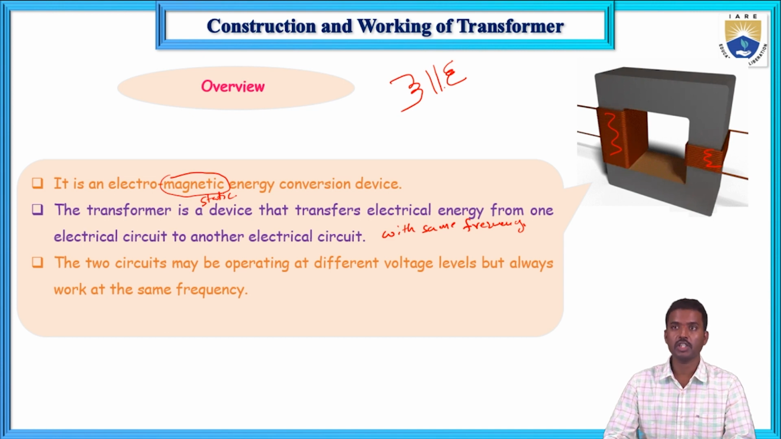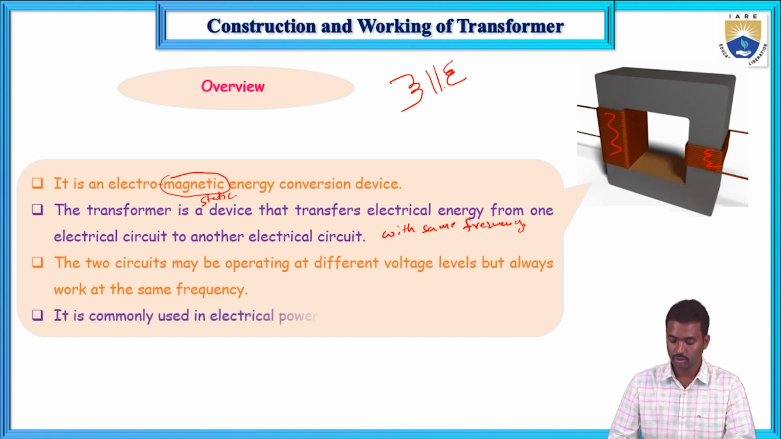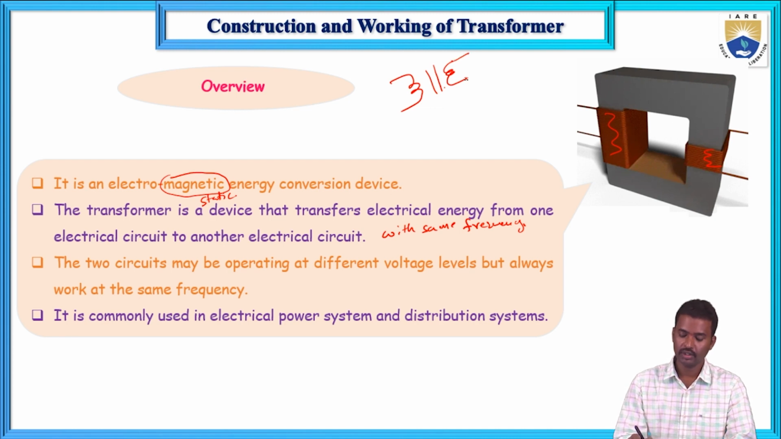Now this transformer is used in the distribution systems and electrical power systems. In the transmission systems we will use it. Now here the symbol of transformer is this one. So this is a primary winding, this one is a secondary winding. These two parallel lines indicate the magnetic core.